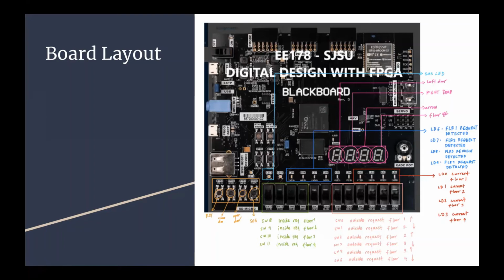And then for the 7-segment display, going from left to right, the leftmost 7-segment display would represent the left door. Next, the second one right here would represent the right door. The third one would represent the arrow from going up or down. And lastly, the last one tells you the floor number. And I'll now pass it off to Sebastian for the demonstration.